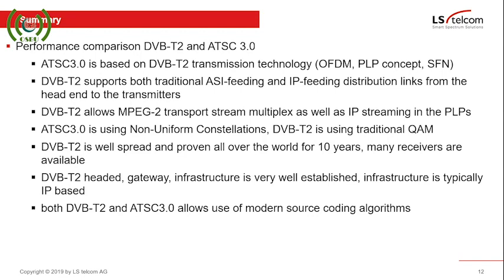Then DVB-T2 allows for MPEG-2 transport stream multiplex as well as IP streaming in the PLP. ATSC3 is using non-uniform constellations. DVB-T2 is using traditional QAM. And then DVB-T2 is well spread and proven all over the world over the last 15 years. And many receivers are available. But from what we've seen in the US, yes, there are also many receivers available. I don't think there's any problem on the receiver side.